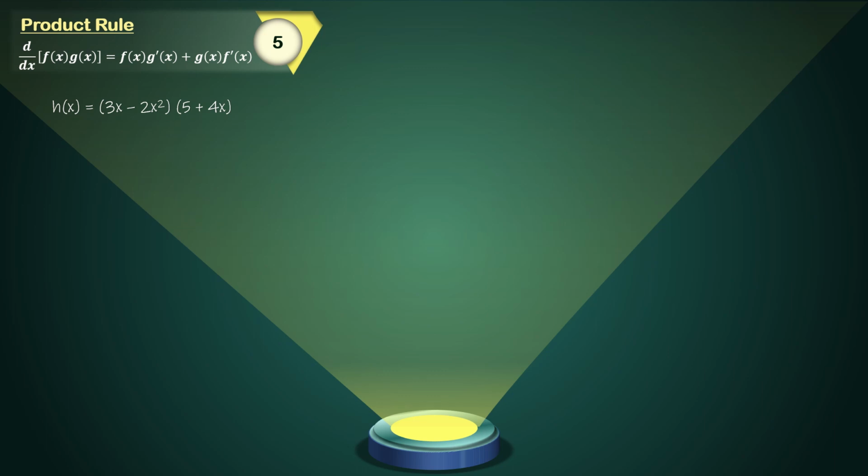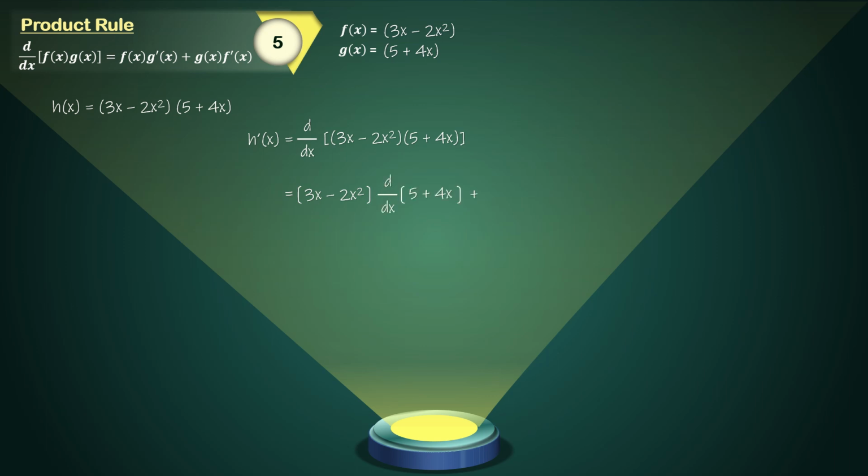In this example, the first function is 3x minus 2x squared. And the second function is 5 plus 4x. Take the derivative. Using the product rule, the derivative is equal to the first function times the derivative of the second function plus second function times the derivative of the first function.